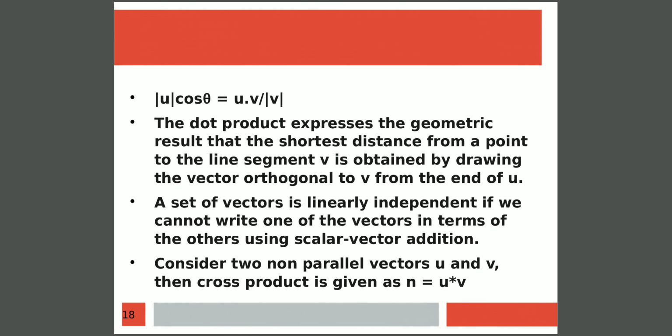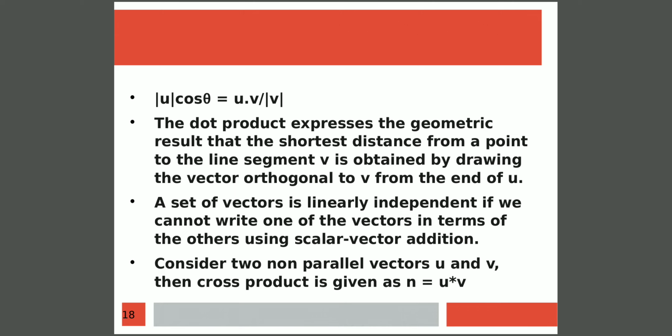To call a set of vectors linearly independent, we will call two vectors linearly independent whenever it is not possible to represent one vector in terms of the other vector. Then we'll say those two vectors are linearly independent vectors.